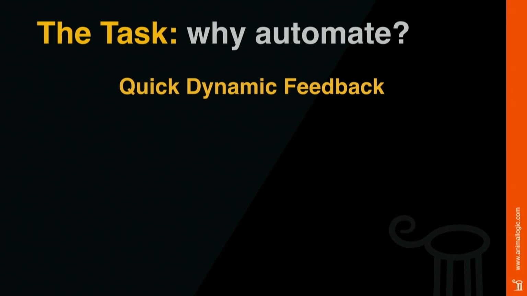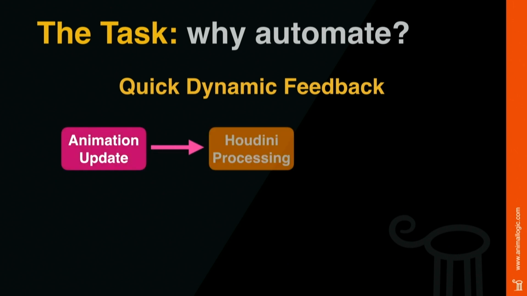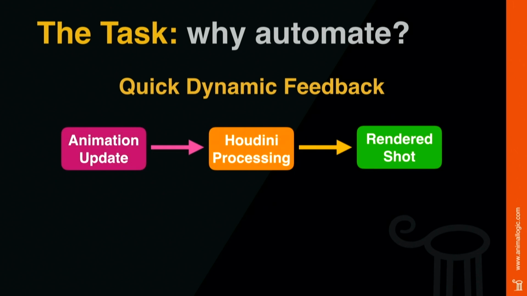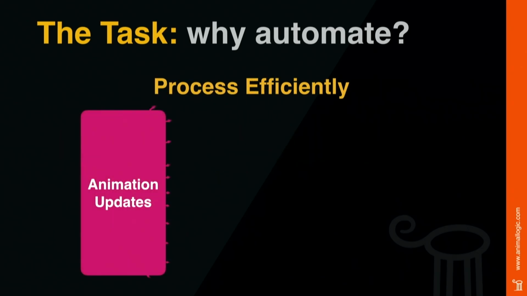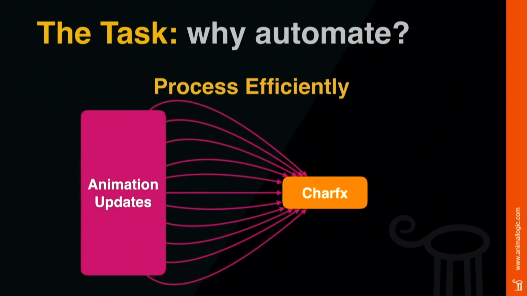We also wanted very quick and dynamic feedback as soon as possible to aid in animation reviews for both the animation department and for the director. And essentially showing just basic point information or FBX information wouldn't cut it. So the rough overview of what we do is we get an update from the animation department. That goes in and gets processed by Houdini, and we get a rendered shot at the end of that. We want to be able to process very efficiently. And basically, the amount of animation updates we get per shot and per character would just overwhelm our relatively small char effects team. So we had this process to be able to let us actually get everything done.